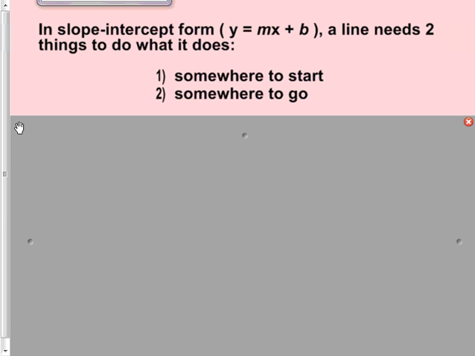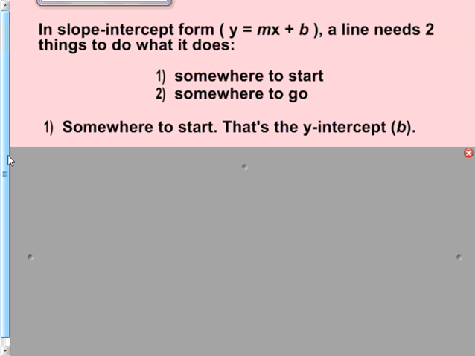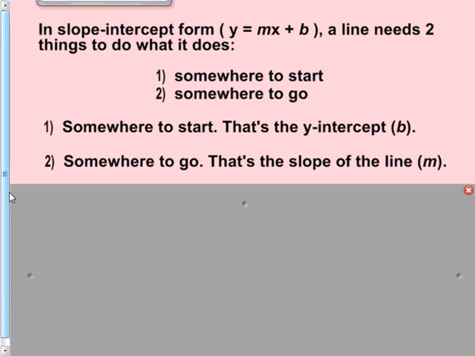Now, somewhere to start, that's typically where we obviously begin our line, and that is the y-intercept. It tells our line where to cross the y-axis. Everything else that the line needs, it gets solely from the slope value. So somewhere to start is the y-intercept, but somewhere to go is the slope value of the line.